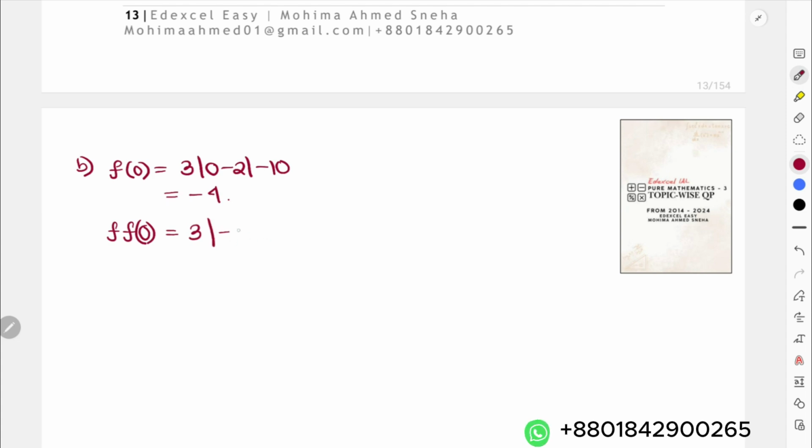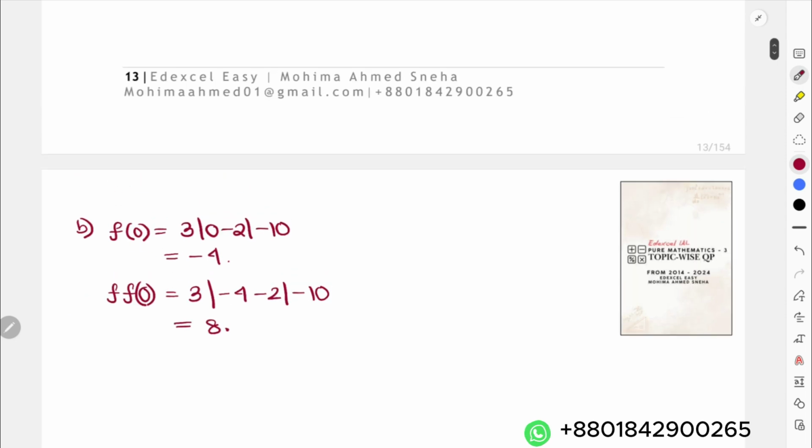f(0) is minus 4, so you get minus 4 minus 2 minus 10. This is minus 6, right? Minus 6 outside the modulus is going to be positive 6. 6 times 3 is 18. 18 minus 10 is just 8, and that is it. So f(0) is just 8 over there.